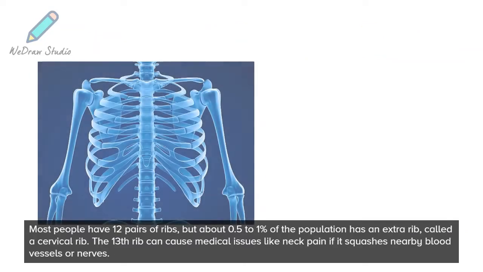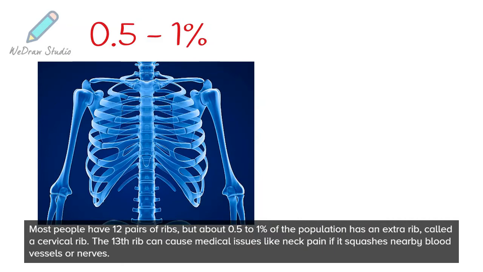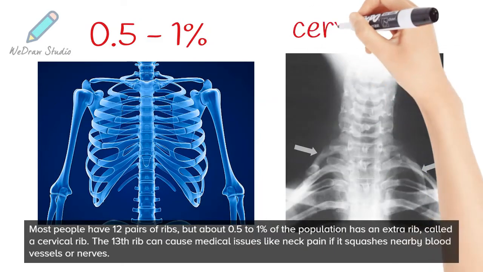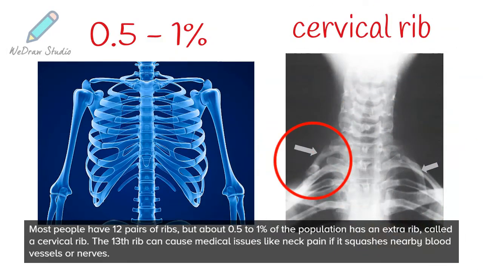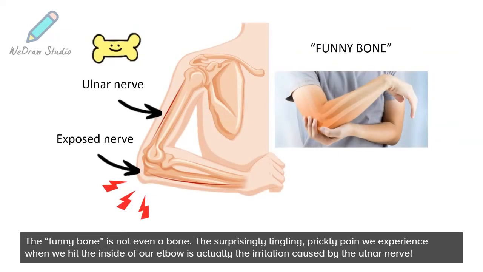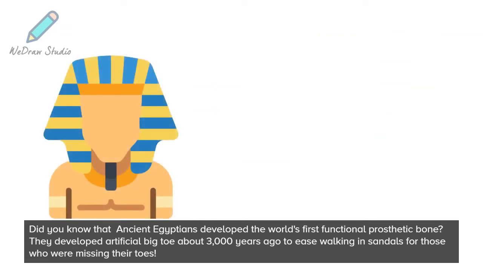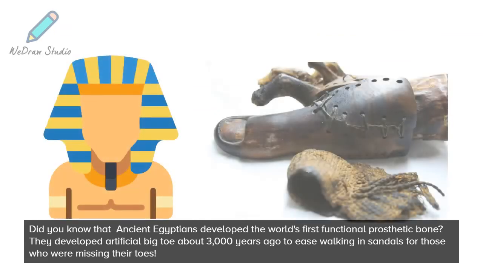Most people have 12 pairs of ribs, but about 0.5 to 1% of the population has an extra rib, called a cervical rib. The 13th rib can cause medical issues like neck pain if it squashes nearby blood vessels or nerves. The funny bone is not even a bone. The surprisingly tingling, prickly pain we experience when we hit the inside of our elbow is actually the irritation caused by the ulnar nerve.